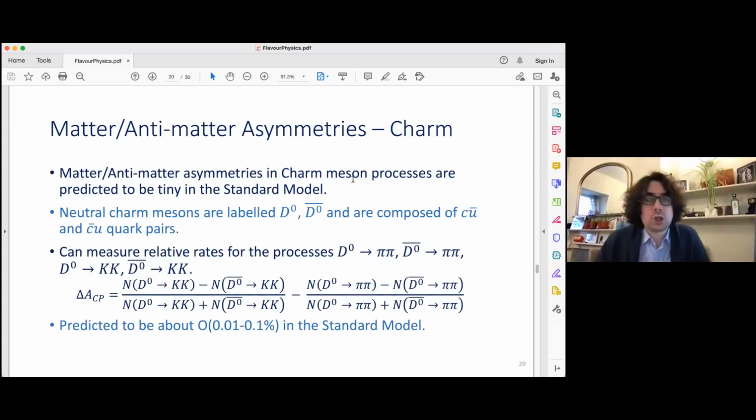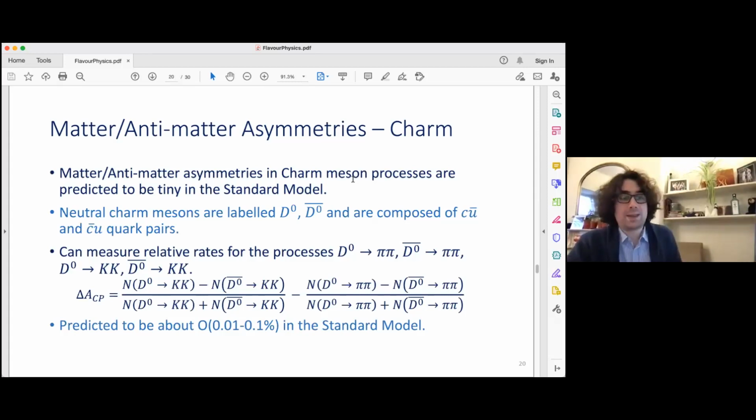I can also look at charm mesons. Matter-antimatter asymmetries in charm meson processes are predicted to be tiny in the standard model, about 0.01 to 0.1%. And I can look and say, do I have differences between the decays of these charm mesons when they're made out of matter combinations or antimatter combinations? And if they are consistent with each other, then I've got something that is broadly consistent with the standard model, where these differences are predicted to be small. But if I've got large differences, then I'm picking up significant effects that might be arising from non-standard model processes.